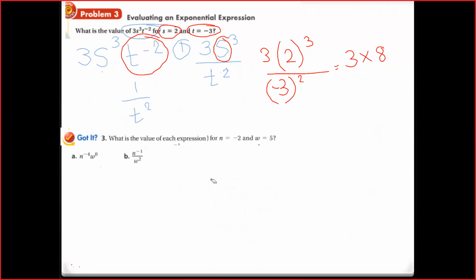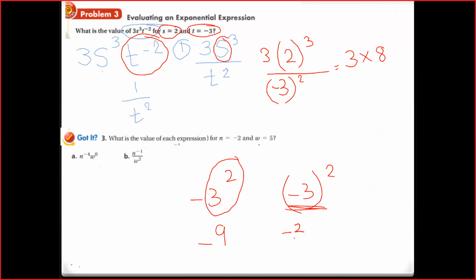If you have -3 squared, the first one means that the base here is only 3. So 3 squared is 9, and you put the negative before. But here, it means that the base is -3. So it means -3 multiplied by -3, which is positive 9. Okay, Farah?